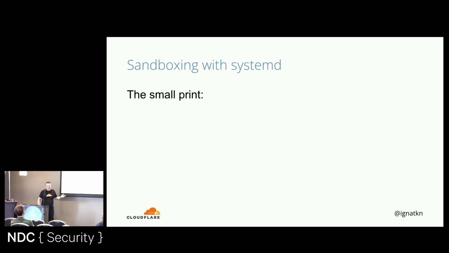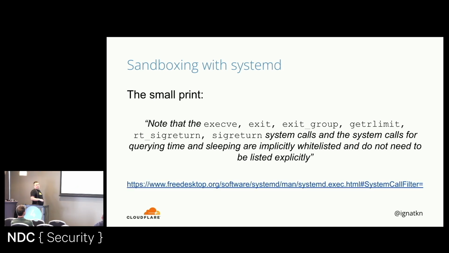It's nice, but there is a small print. Systemd has a lot of small prints that you have to figure out. If you go into the documentation, you will see that regardless of what you specify in your allow or deny list, some system calls are always allowed. And this is the list of system calls. What do you think is the most dangerous one here? Probably, yes, execve. Execve is dangerous. And probably it's natural, because systemd needs to execute our other process, so it probably needs execve, right? But why is execve dangerous?